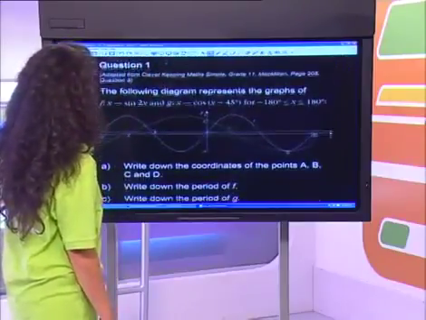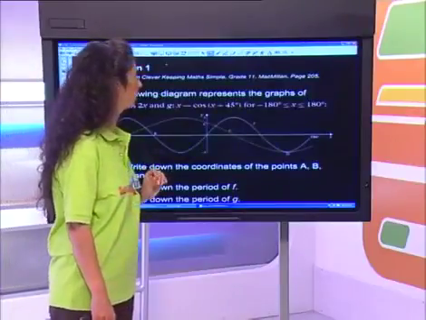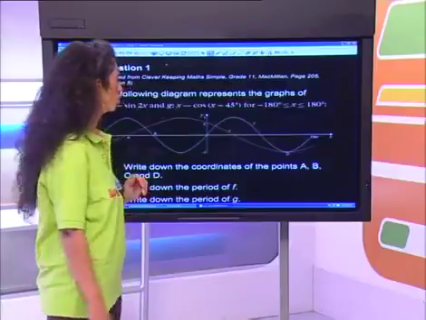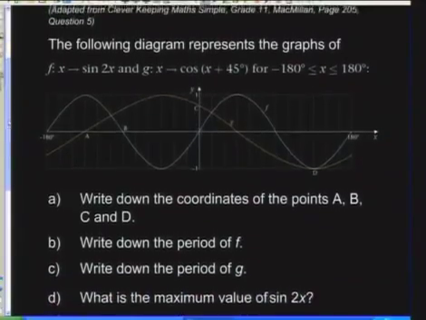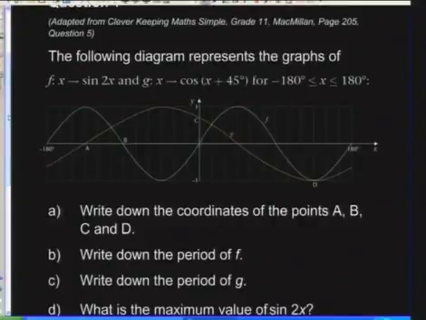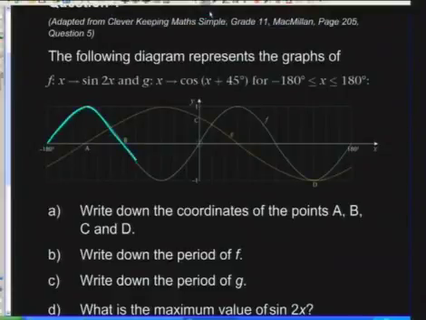And I've taken the liberty to use Macmillan's grade 11 textbook, Clever, Keeping Math Simple, and just looking at two functions that have been drawn, sine 2x and cos of x plus 45. And they've given it to us in the domain negative 180 to 180. And just for better visibility, I'm going to sketch my sine 2x in blue.